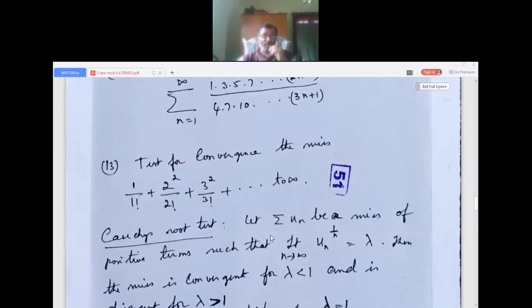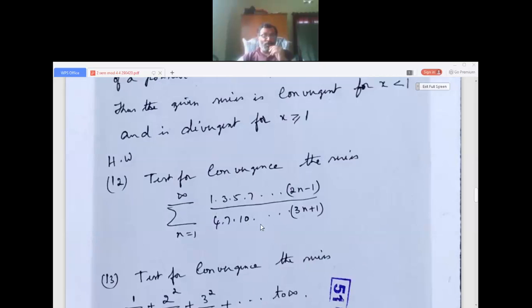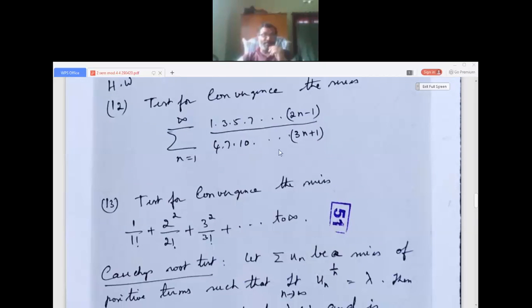Now I have given 2 problems for homework here. You have to do it because it is very important. It is just like the previous problems I have done in the model question paper. Test for convergence the series sigma n equals 1 to infinity, 1 into 3 into 5 into 7 ... (2n minus 1) over 4 into 7 into 10 ... (3n plus 1). See, the same type of problem I have solved. Solve it in the same way.